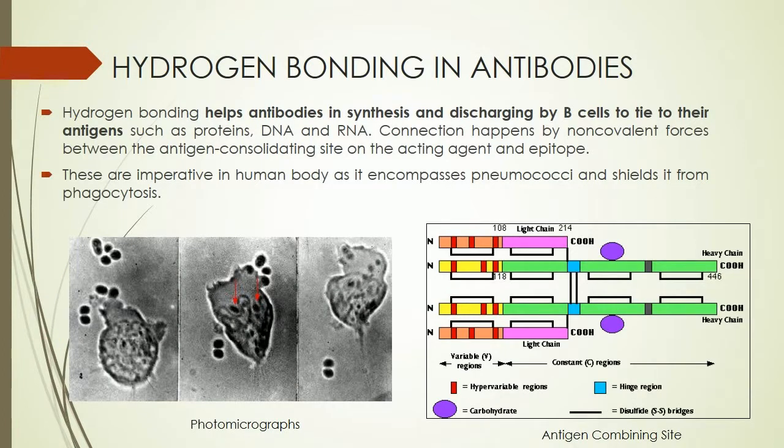Hydrogen bonding in antibodies. Hydrogen bonding helps antibodies in synthesis and discharging by B cells to tie to their antigens such as proteins and DNA. The connection happens by non-covalent forces between the antigen combining site on the antibody and the epitope. These are imperative in the human body as they encompass pneumococci and shield it from phagocytosis. Photomicrographs.